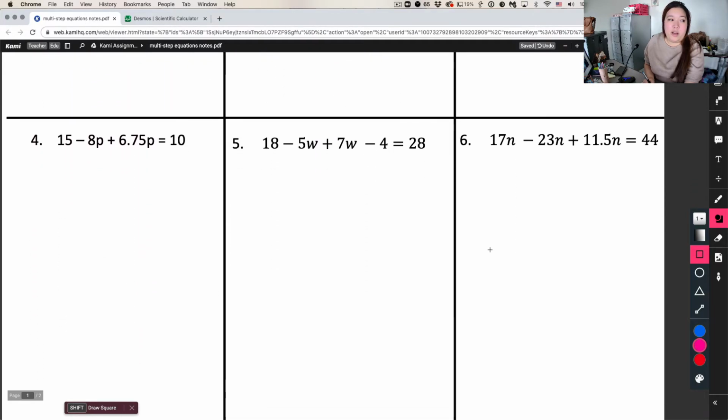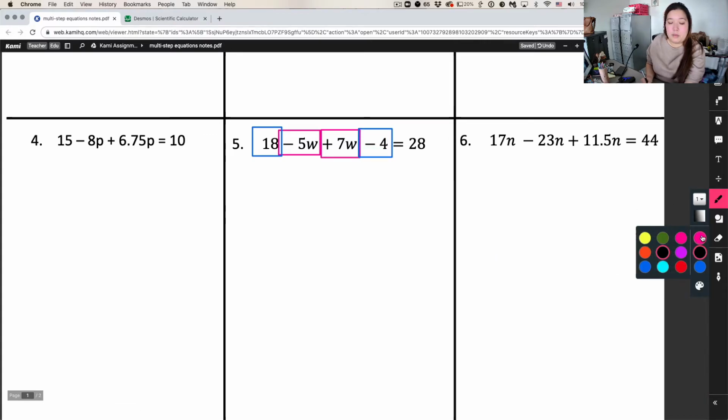But number 5 is kind of tricky. So I'm going to box the ones that have the w's. And I'll box the constants. Okay. So we have two different sets of like terms that we have to deal with now. I'll put these over here, and I'll put the blue ones over here.